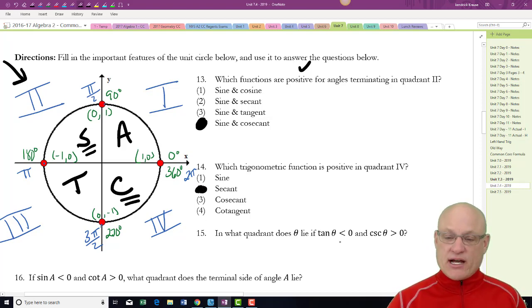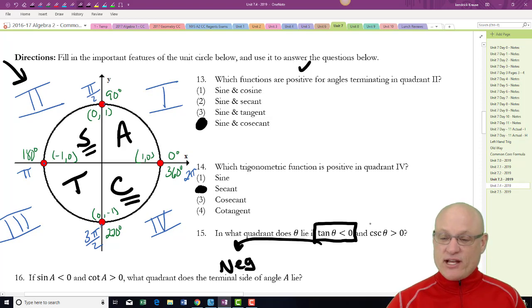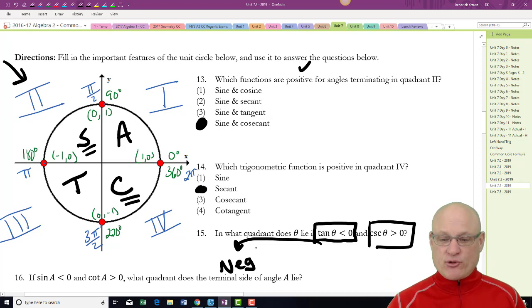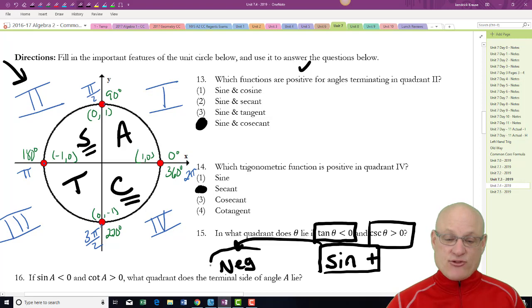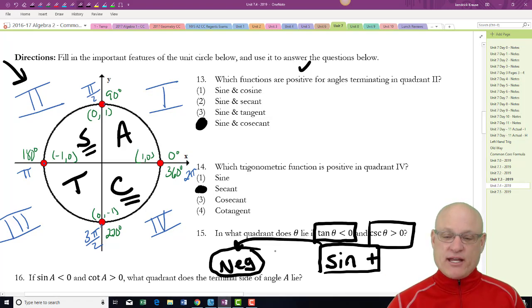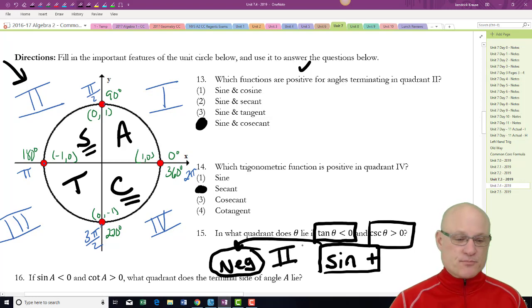In which quadrant does theta lie if tangent is, remember what I told you, kids, and this is an SAT trick as well, that does not mean less than 0. That means negative. Tangent is negative. Now here, this says cosecant is positive, but remember, that's the reciprocal function of sine. So in other words, they're really telling you that sine is positive. So where is sine positive, but tangent is negative? Well, that can't be in the first quadrant because everything is positive in the first quadrant. So I got to find out where sine is positive, but I can't use the first quadrant, and that would be quadrant 2.